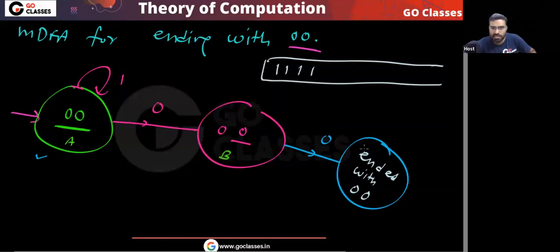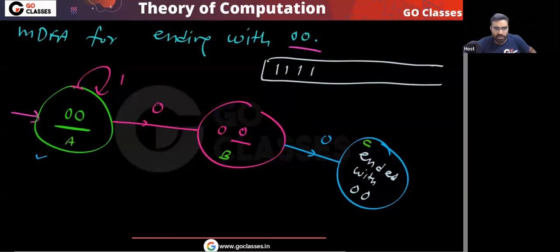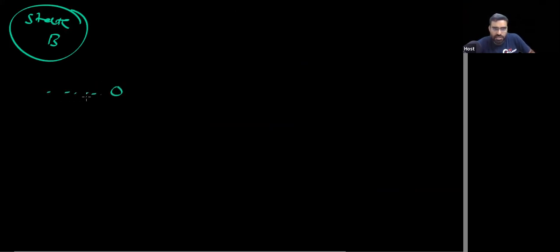This is state B, this is state C. So you tell me, remember what this state B is telling you. This state B is saying that I have seen 0 so far, I have seen 0 at the end. So this is what you have seen. Here your state B is there.